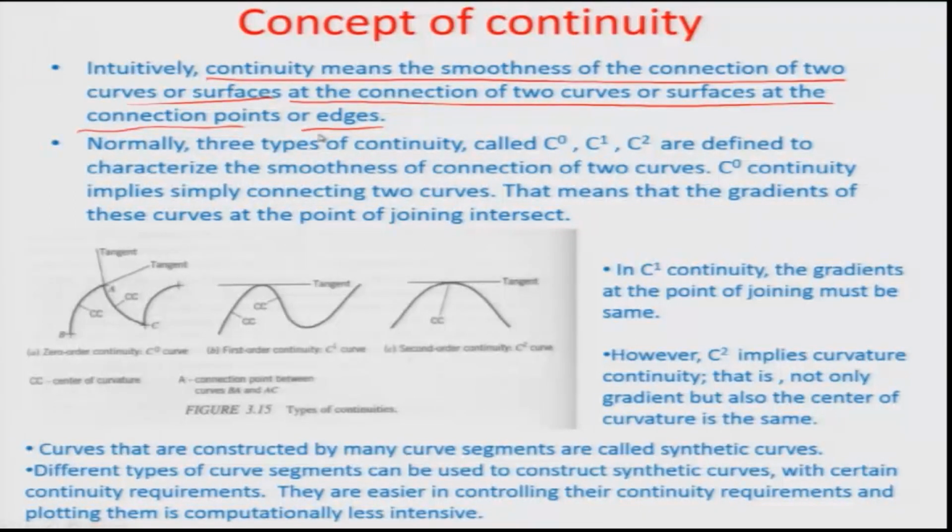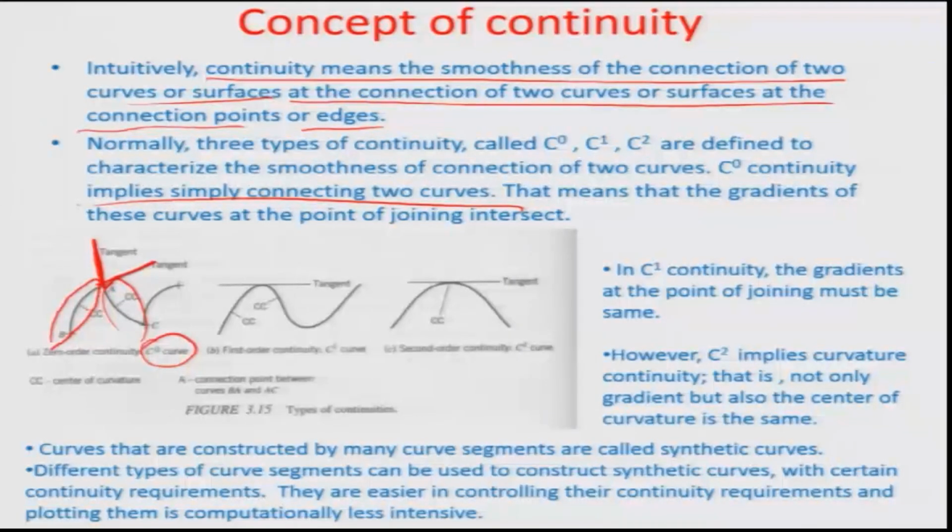Normally there are three different kinds of continuity which we consider. One is the 0 order continuity, C0, where the implication is simply connecting the two curves without caring about how smooth they are when connected. So, it is about an intersection between the two end tangents. In this case, the section AB, for example, has an end tangent defined by this line right here, and the next section, AC, has a start tangent defined by this particular line in the other direction.